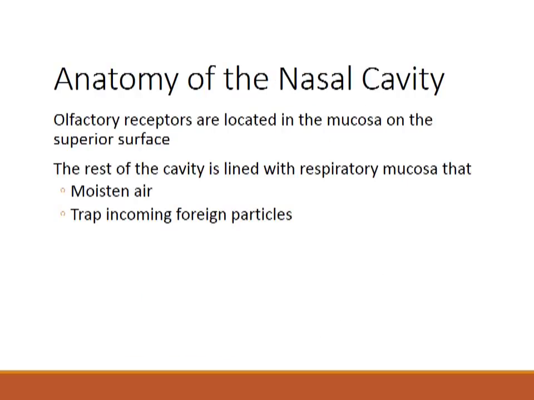Going up a little bit further into the nose, we have the nasal cavity. This is where our olfactory receptors are. They're located in the mucosa and the superior surface of the nasal cavity. Our olfactory receptors, if you remember back to the nervous system, are our smell senses. The rest of the nasal cavity is lined with respiratory mucosa that helps to moisten the air, again, as it's coming in, and to trap foreign particles in the nasal cavity so they don't get down into our lungs.